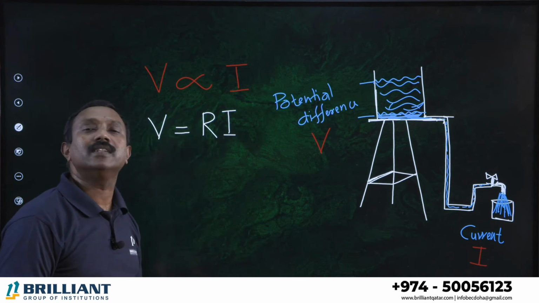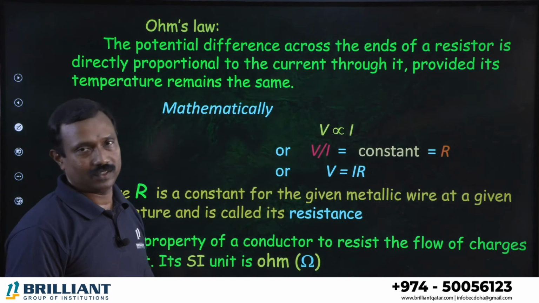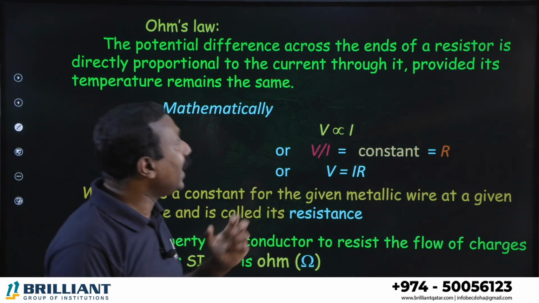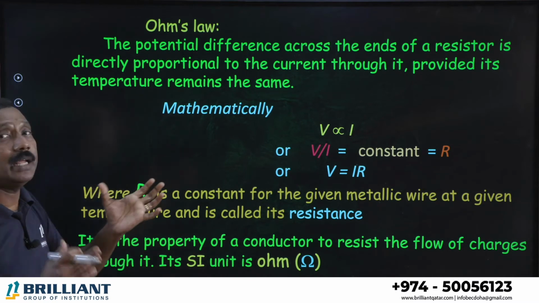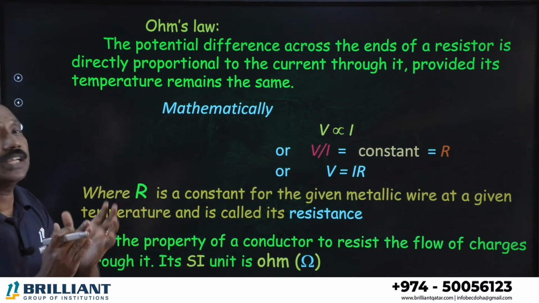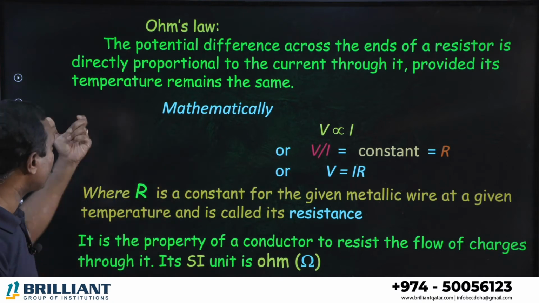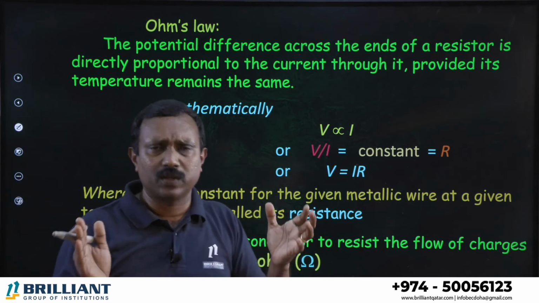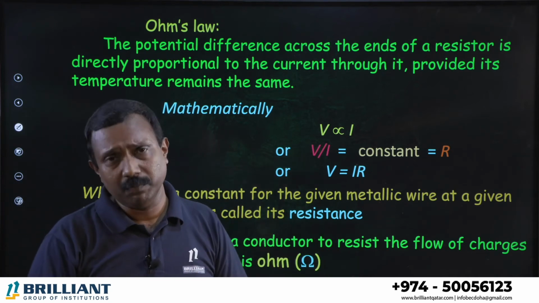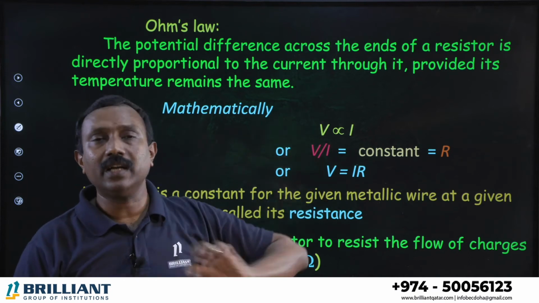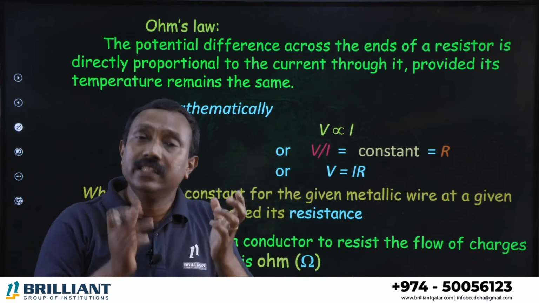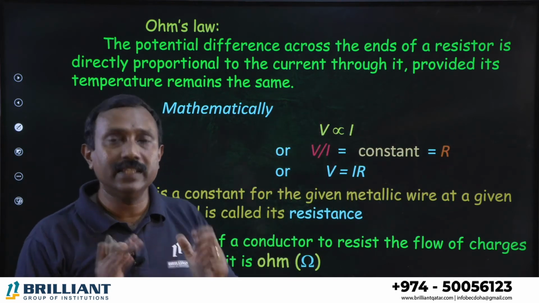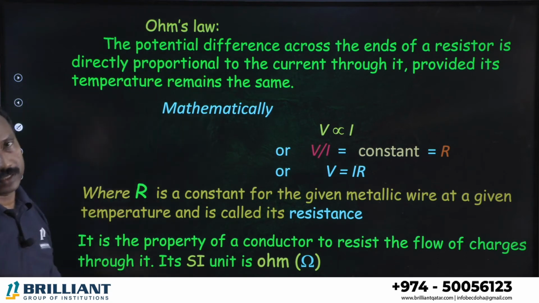Now let us learn the statement of Ohm's law. What does Ohm's law say? The potential difference across the ends of a resistor is directly proportional to the current flowing through it, provided that the temperature remains the same. As you keep the temperature of the conductor the same, the intensity of the current passing through the conductor is directly proportional to the potential difference applied across its both ends. And this statement is what we call Ohm's law.